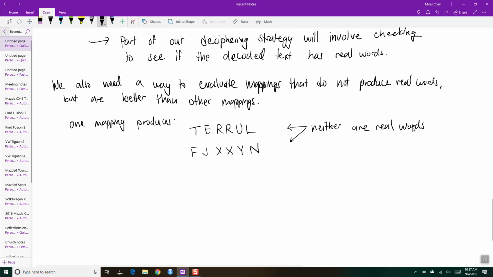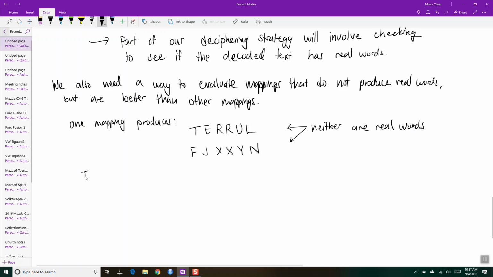At least to my knowledge, neither are real words. So if we used just the dictionary that says, is this a real word, yes or no, both of these would get the same score, not a real word, right? However, the mapping up top seems a lot more readable than the mapping on the bottom, right? It at least seems like maybe we're getting somewhere closer to the real mapping. The mapping up top, it kind of has some structure to it, right?